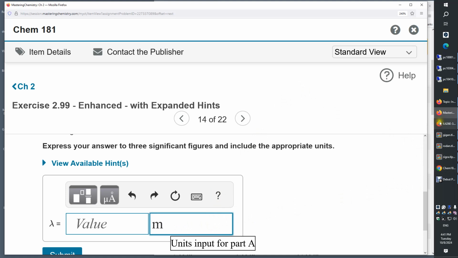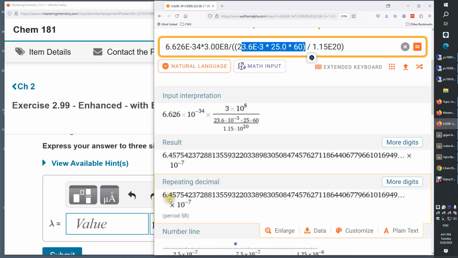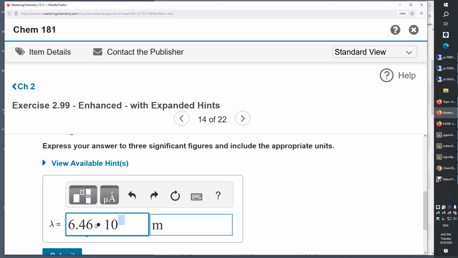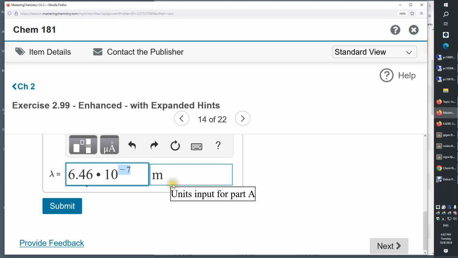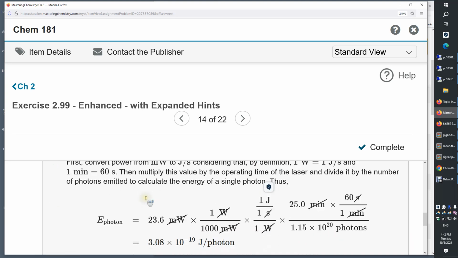I will just copy this: 6.46 times 10 to the power of negative 7 meters. If you convert this to nanometers, you just need to multiply this value by 10 to the power of 9, and you will get 646 nanometers. 646 nanometers is also correct.